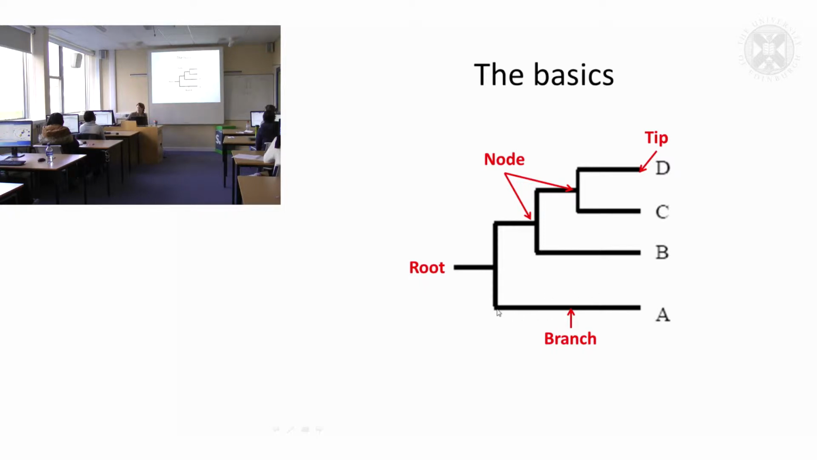And the branches are the important part of the tree. They show the distance that these different individuals have from each other. And in this case, this tree has a root. Not all trees have a root.